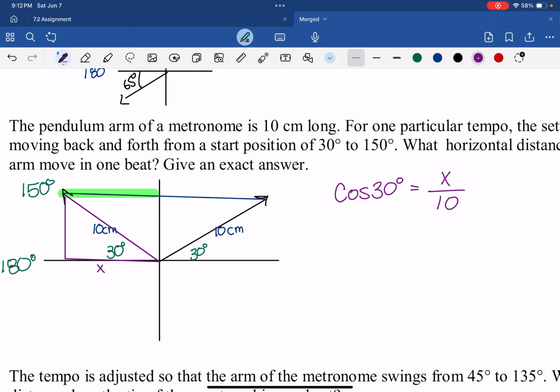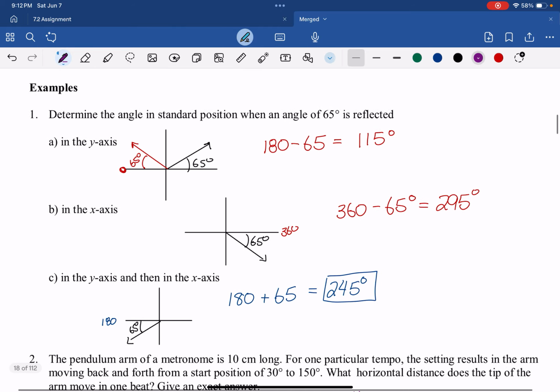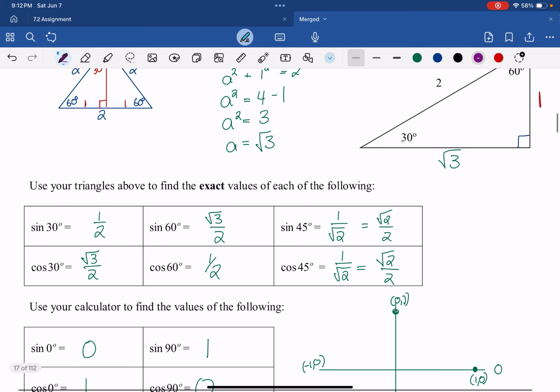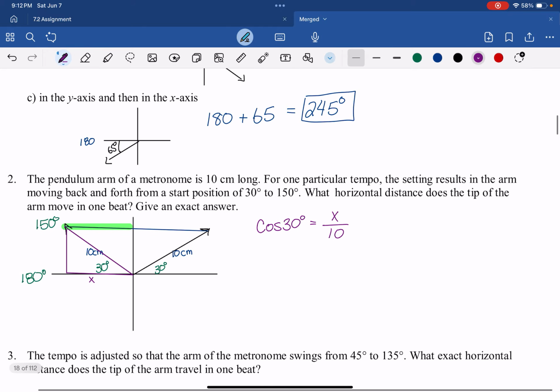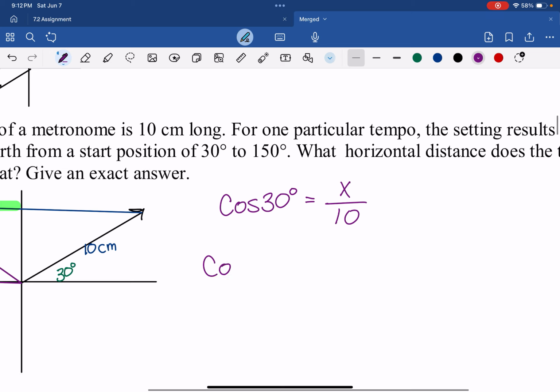Now, cos of 30 degrees, I want this as an exact value. So if I go back up to where I have my special triangle, cos is root 3 over 2 for 30 degrees. That's what we figured out here. So cos of 30 degrees, the exact value of that is root 3 over 2. Instead of writing cos of 30, I'm writing root 3 over 2. It's representing the same number.